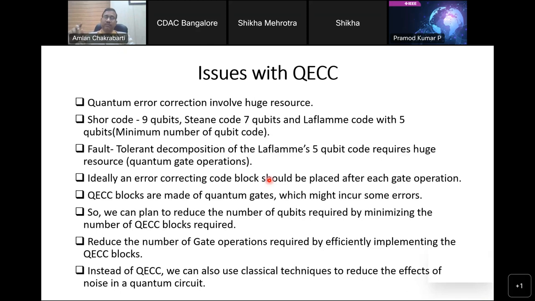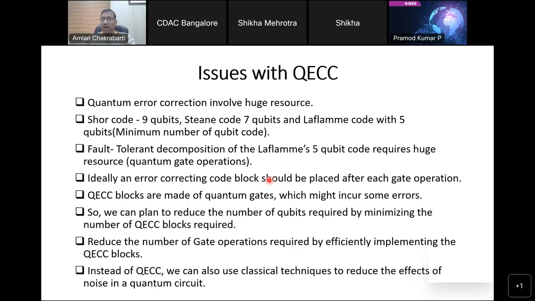So given an algorithm and given a technology, can we find the best possible quantum error correcting code? What do we mean by the best possible quantum error correcting code? It means that it can reduce the number of encoding qubits, because that is the real cost, and also reduce the number of gate operations we require in quantum error correction. Because this error correction, mind it, is an overhead to your circuit, both in terms of qubits and in terms of gates.